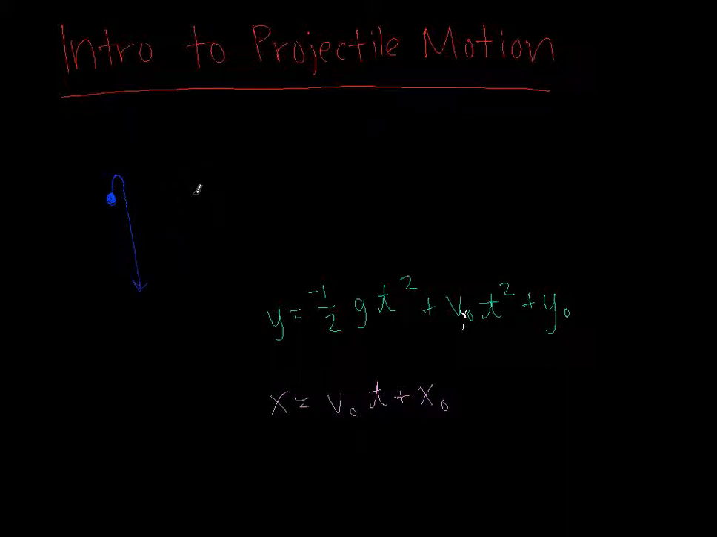If we were to look at the ball only in the x direction, we would see that it's constantly going at the same rate until it hits the ground. That's how you can think about the changes in x and y.